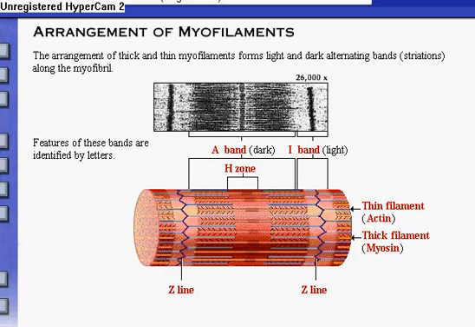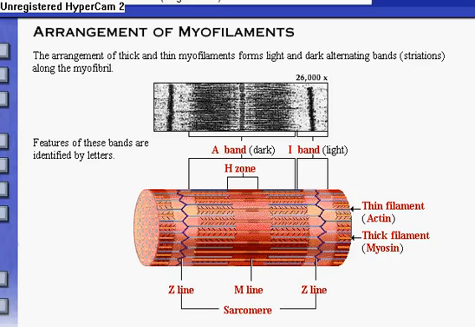In the middle of each A band, a lighter stripe appears called the H zone, corresponding to the region between the thin filaments. The width of the H zone varies depending on the degree of muscle contraction. It is widest when the muscle is relaxed and stretched. The M line, located in the center of the H zone, consists of protein fibers that connect neighboring thick filaments.